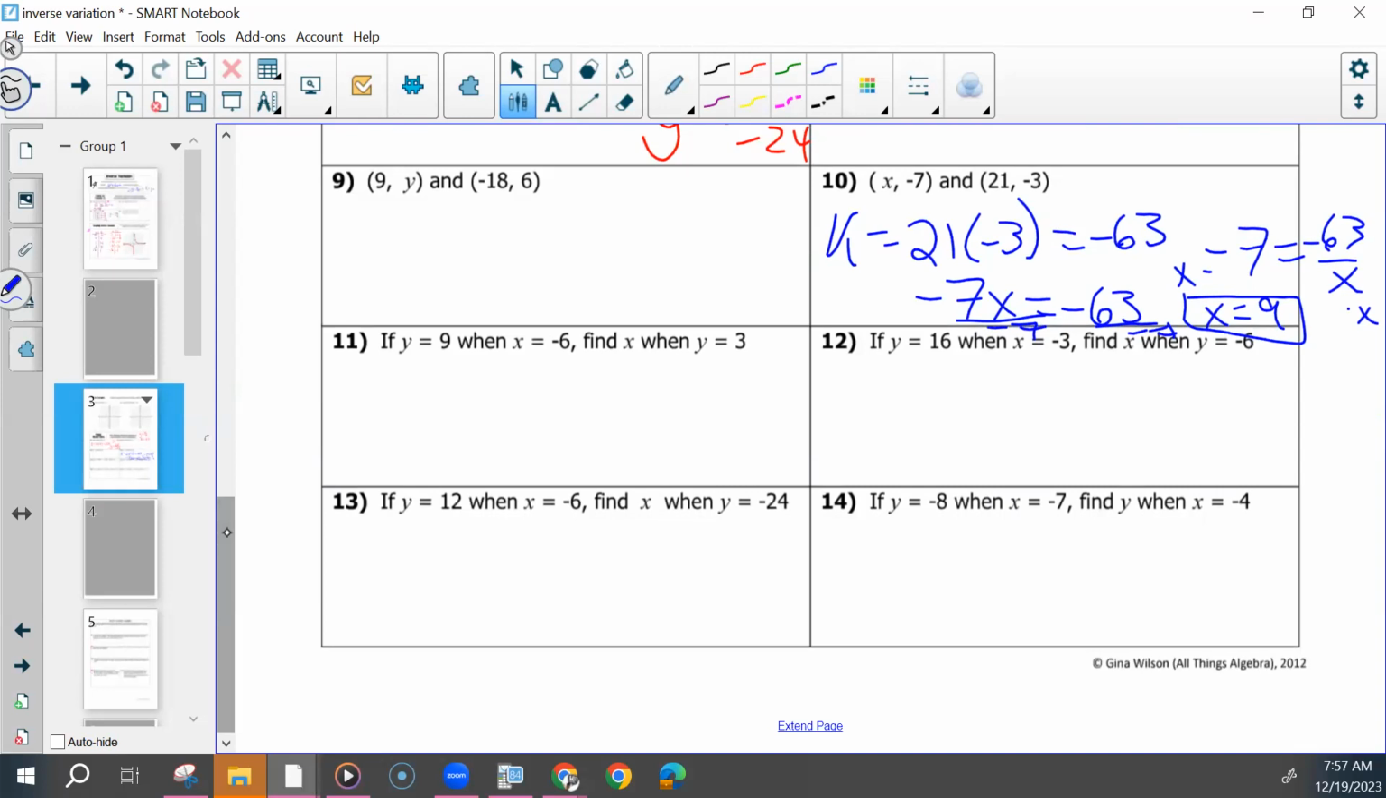So let's try 11. If y equals 9 when x equals negative 6, find x when y equals 3. What would be our first step? How would we do that? In number 11. Yes. Which would give us k. Then we're finding x when y equals 3. How would we set up our equation?